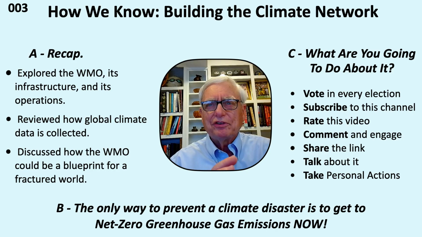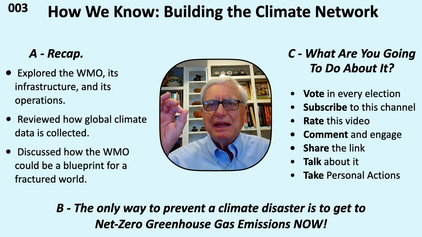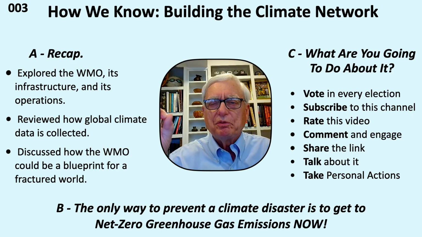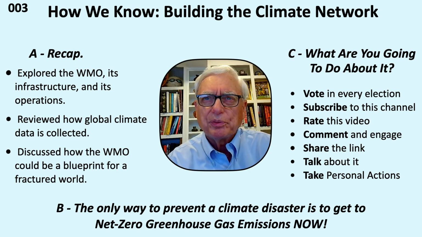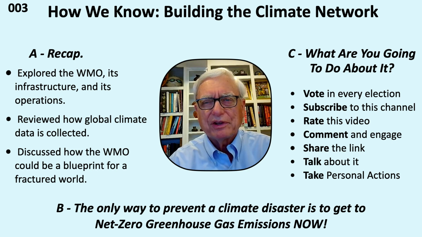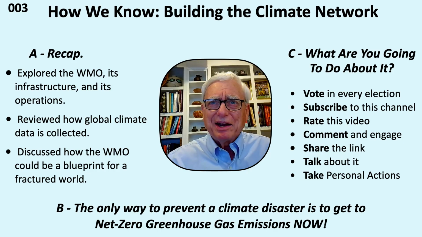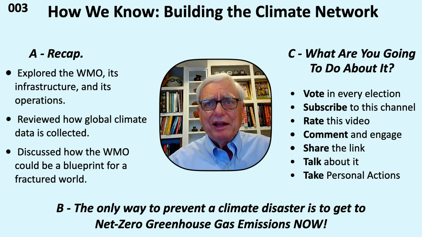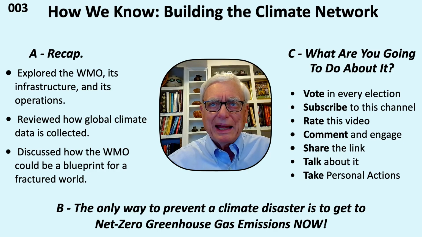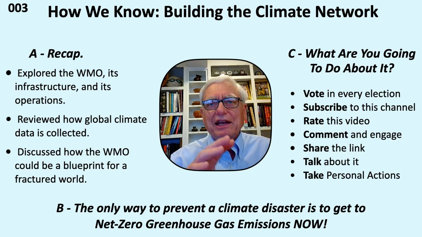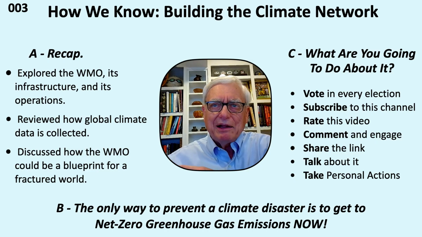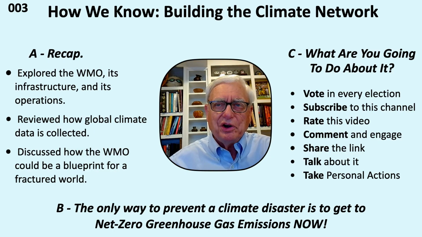B is, and this is the message I give in everything, the only way, and I mean the only way we are going to avoid a climate disaster is we need to get to net zero greenhouse gases now. Now, I don't care what the solution is, okay? It doesn't mean we have to shut down every coal plant or do A, B, C, and D. But if we decide coal plants are necessary for a while, fine, then we need to figure out some other way of cutting greenhouse gases to net zero.